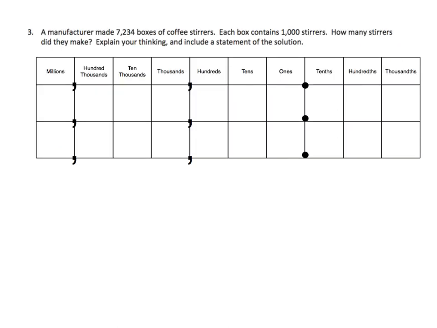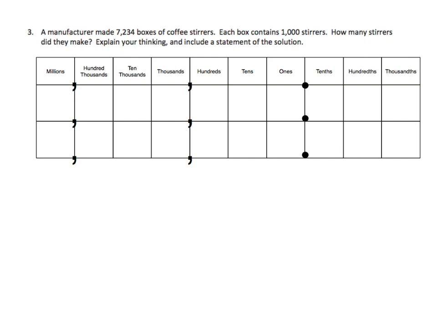Okay, let's read this. A manufacturer made 7,234 boxes of coffee stirrers. If each box contains 1,000 stirrers, how many stirrers did they make? Explain your thinking and include a statement of the solution. Okay, one thing I did here is I brought in a chart here. And a good thing to do with these problems, especially as we're getting started, is to build a place value chart. I did this just to save time and so you didn't have to sit there and watch my sloppy handwriting.